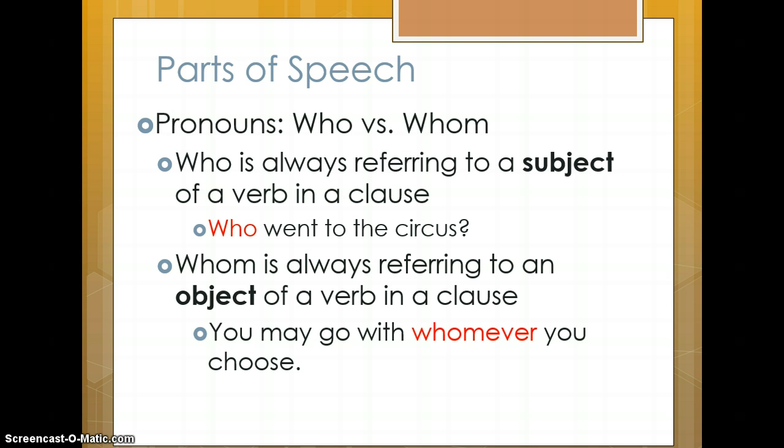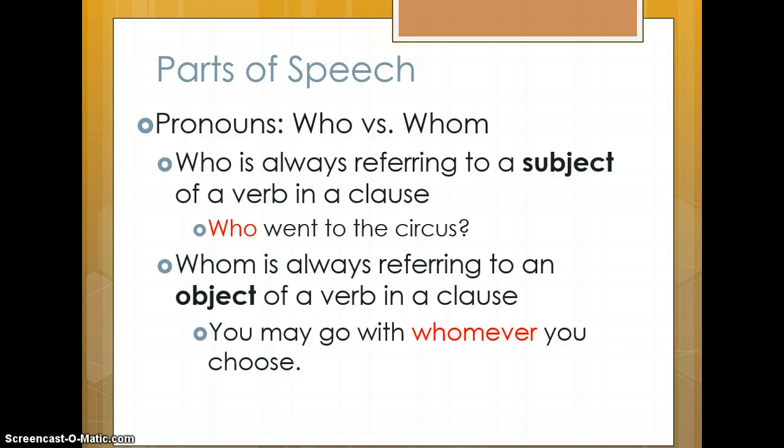One thing that I find students struggle with in regard to pronouns is who versus whom. And here's how you can tell the difference. Who, when you use it, is always a subject of the verb. So for example, who went to the circus? Who is the subject in that sentence? Therefore, it should be who and not whom. Additionally, whom would sound kind of stupid.